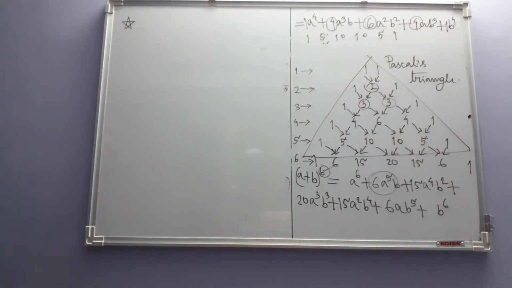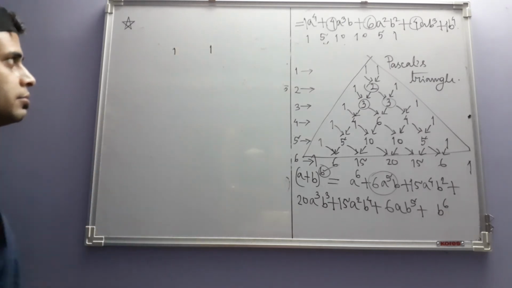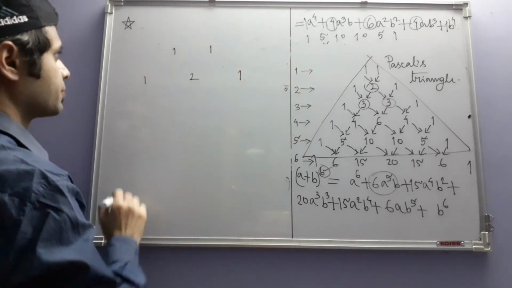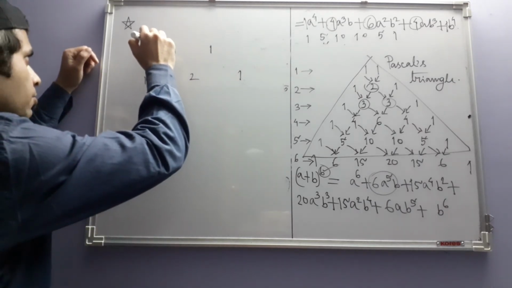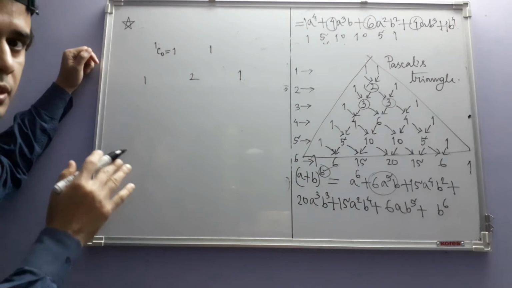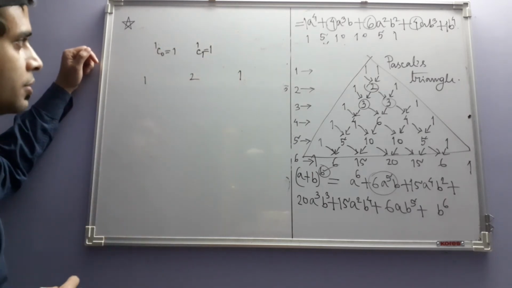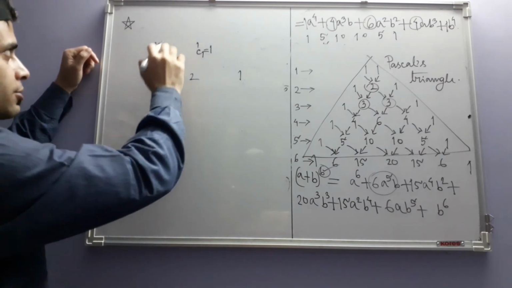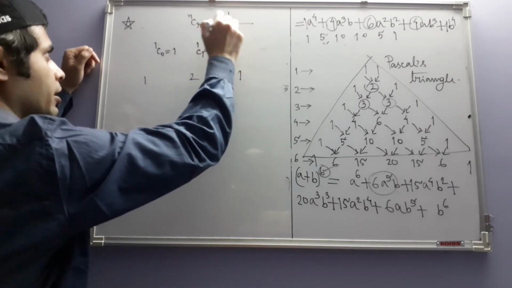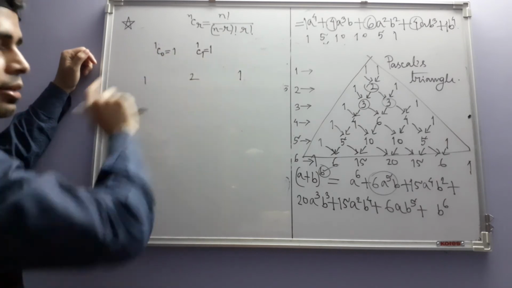Okay, now we need to recognize the numbers. First we have 1, 1, right? Then we have 1, 2, 1. Now 1 can be thought of as 1C0. Not just thought of, it's the same. 1C0 equals 1. 1C1 also equals 1. I leave this to you. You go back to the definition of NCR. NCR is nothing but n factorial divided by n minus r factorial times r factorial.